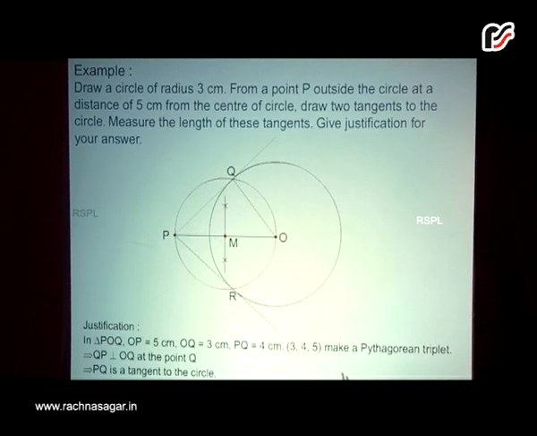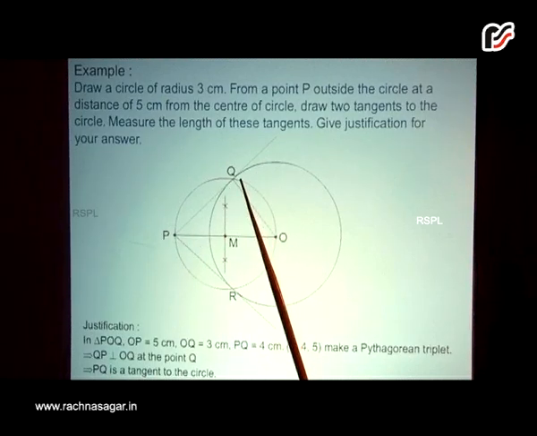Now, we give the justification for our construction. In the triangle POQ, what do you notice here? OP is 5 centimeter, OQ is 3 centimeter and PQ is 4 centimeter. So, these three segments 3, 4 and 5 make a Pythagorean triplet, which implies that PQ is perpendicular to OQ, and we know that a tangent is perpendicular to the radius at the point of contact.